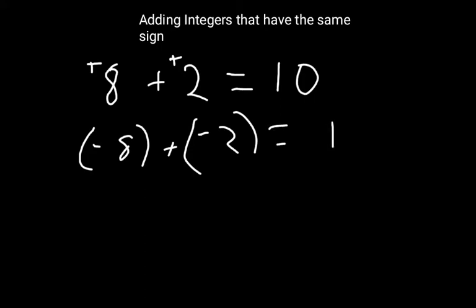However, if it's negative 8 plus negative 2, the answer still has an absolute value of 10, but the answer is negative 10. So if both of the integers that you're adding are negative, the answer will be negative. It will be the sum of the absolute values of the two numbers, but it will be a negative answer. If both numbers are positive, it's familiar territory. It's what you've always done. Just add them up and make it positive.